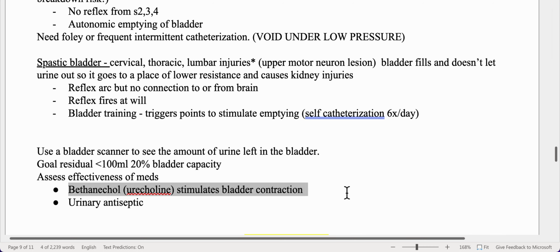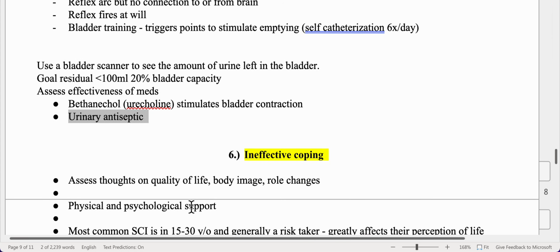Assess effectiveness of meds. Bethanechol, Urecholine, stimulates bladder contraction. Urinary antiseptic.